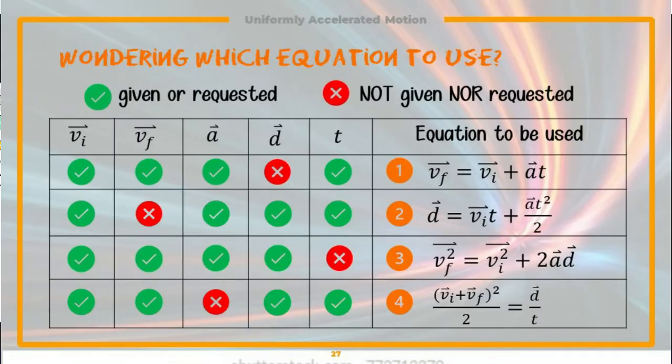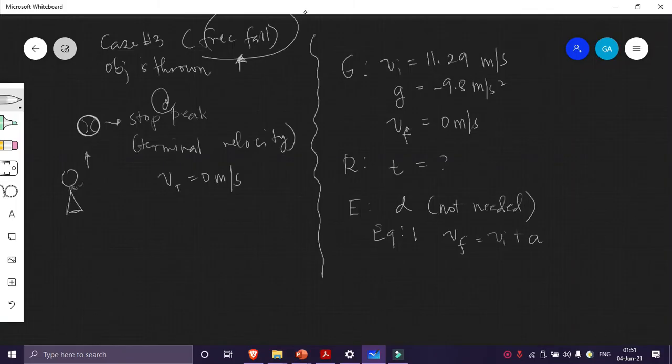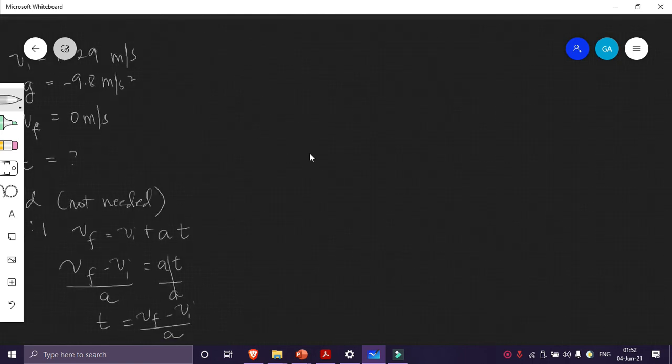Alright? That will be equation number 1: Vf is equal to Vi plus AT. So, derive natin siya. That will be Vf minus Vi equals AT. Divide both sides by A. So, this will be T is equal to Vf minus Vi over A.